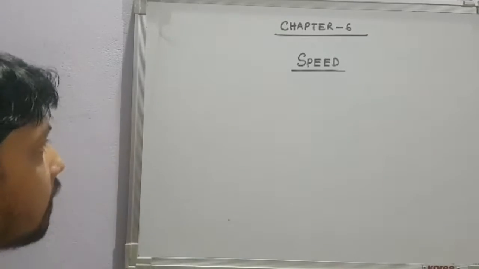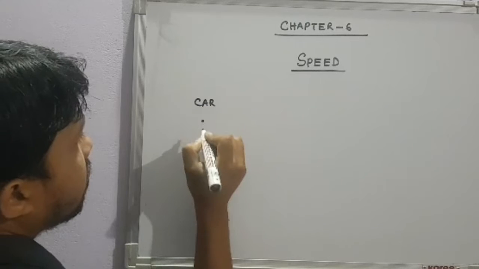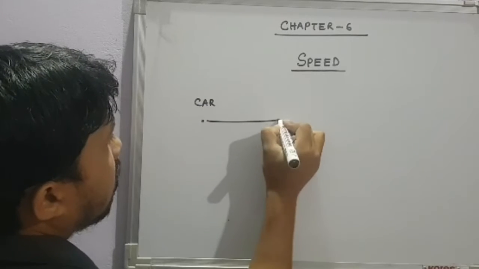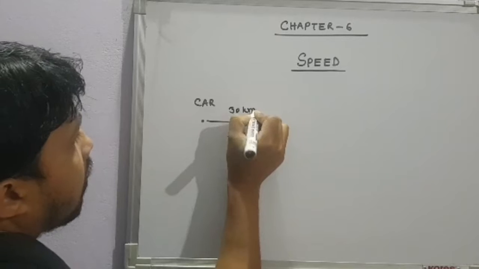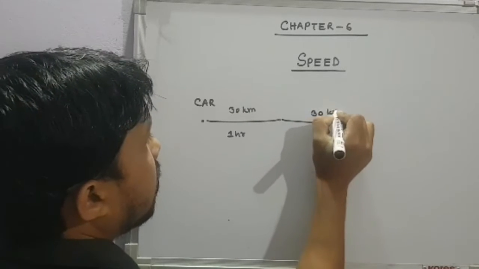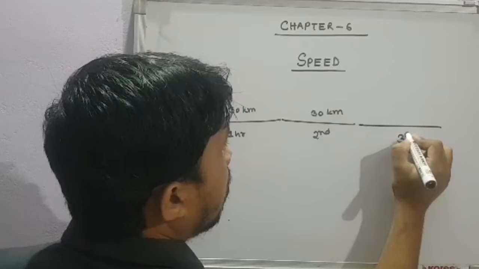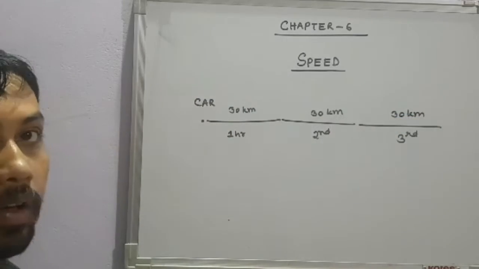So let us assume that there is a car and it is traveling, and in the first hour suppose it went 30 km, and the second hour also it traveled 30 km, and the third hour also it traveled 30 km, right?